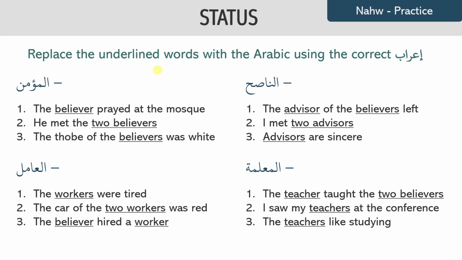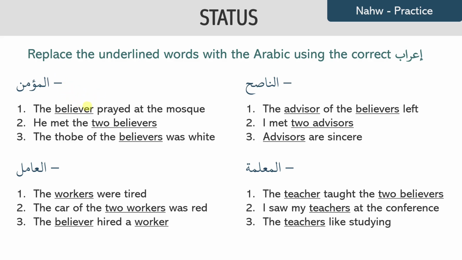So I'm going to be going through the answers, but you should definitely pause and do this yourself and then check with me whether you are able to do this. So replace the underlined words with the Arabic using the correct i'rab. I'll show you with the first example what I mean by that. You have the word al-mu'minu, which means believer, and you need to replace the word believer with the Arabic version, but you need to put it in the correct grammatical format.